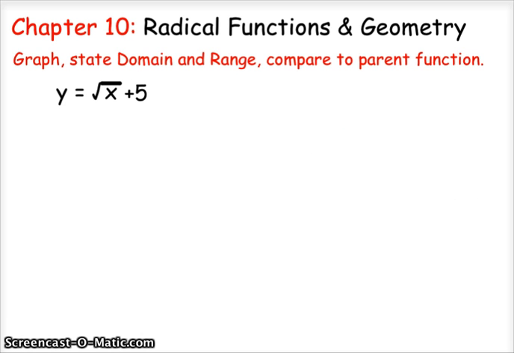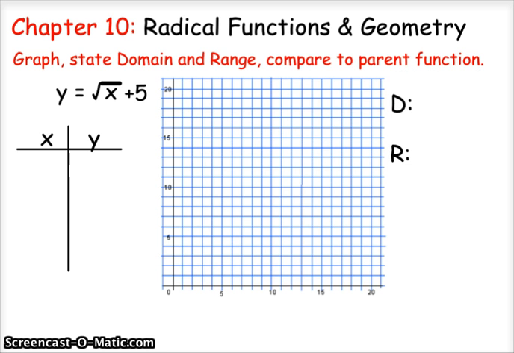So let's look at one now that changes slightly. So here, I'm going to graph this new function of y equals the square root of x plus 5. I'm going to state the domain and range, and then compare that to my parent function. And again, my parent function is y equals the square root of x. Here we go. Again, because I'm square rooting x, I'm going to use my perfect squares for my x's, just so the numbers end up being nicer. So I'll go with the 0, 1, 4, 9, and 16 again.